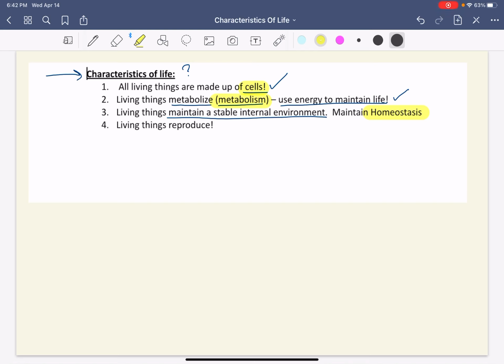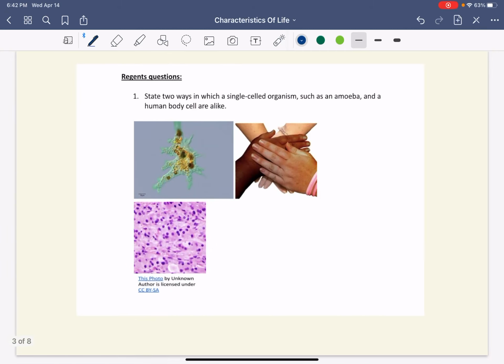Another thing is living things reproduce. So living things reproduce their next generation. Humans have babies, dogs have puppies, cats have kittens, and so on and so on. So now that we know that all living things must have cells, all living things metabolize, they need energy to live. All living things have to maintain an internal stable environment. They have to keep homeostasis. And all living things reproduce. Let's go ahead and practice some Regents questions.